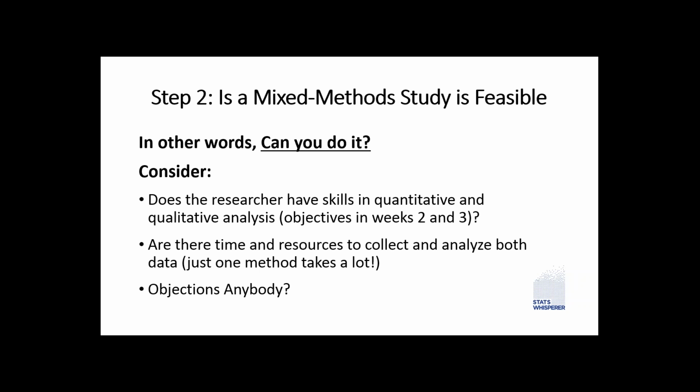2, the time and resources, right? So the time and resources to do either one, a qualitative or a quantitative, might be considerable, right? So if you're going to do both, you have to make sure you have the time and resources to do both. And then 3rd, objections.